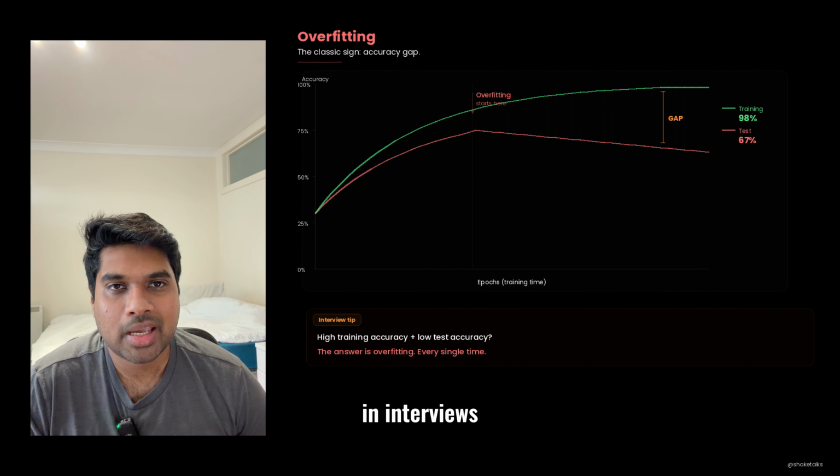In interviews, if someone tells you the model has high training accuracy but low test accuracy, the answer is always overfitting, every single time. Number 14, underfitting. It is the opposite of overfitting. Your model is too simple to capture the patterns in the data. It performs poorly on everything, training data included.